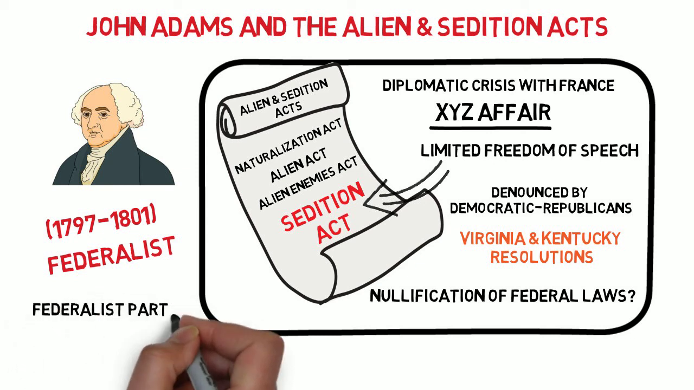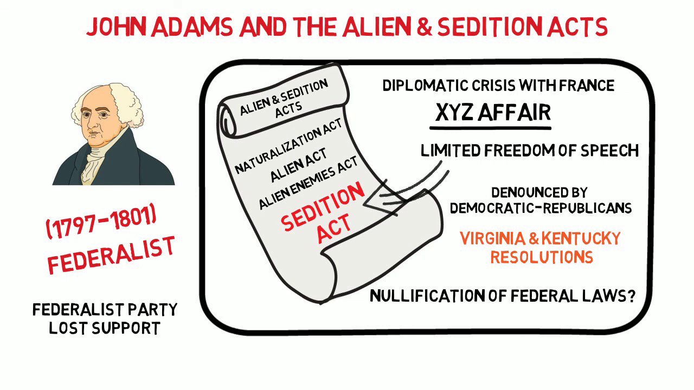In the end, the Sedition Act simply expired, but the damage to the reputation of the Federalist Party was already done. By the time the next election came around in 1800, support for the Democratic Republicans had grown significantly, and we'll talk about that election in the next lecture.